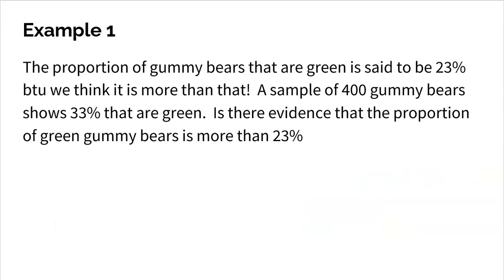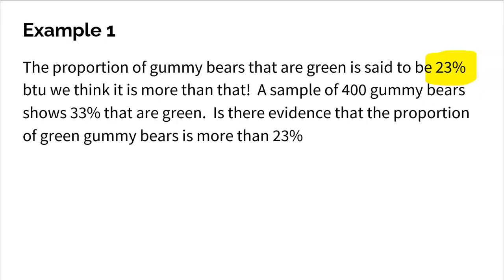All right, so let's actually dive into a couple of examples right now. I'm not going to type up every single teeny tiny detail, but I'm going to kind of just walk through it and then show some of the big work. But obviously a lot more goes into this problem than what I'm actually going to write, but I'm going to say the rest of it out loud. So the proportion of gummy bears that are green is said to be 23%. Stop right there. That's a proportion.